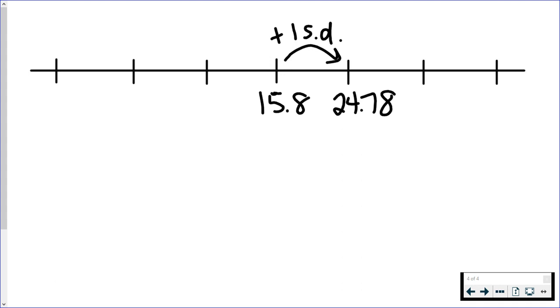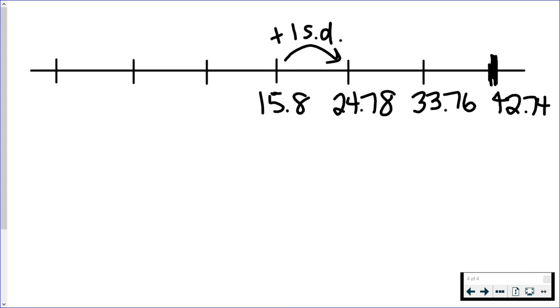If I go to the next space, that's 2 standard deviations away from the mean. So I'm going to add my 8.98 again. That gives me 33.76. And then 3 standard deviations from the mean, I would be adding that 8.98 again. You get 42.74. So this right here is 3 standard deviations above the mean.